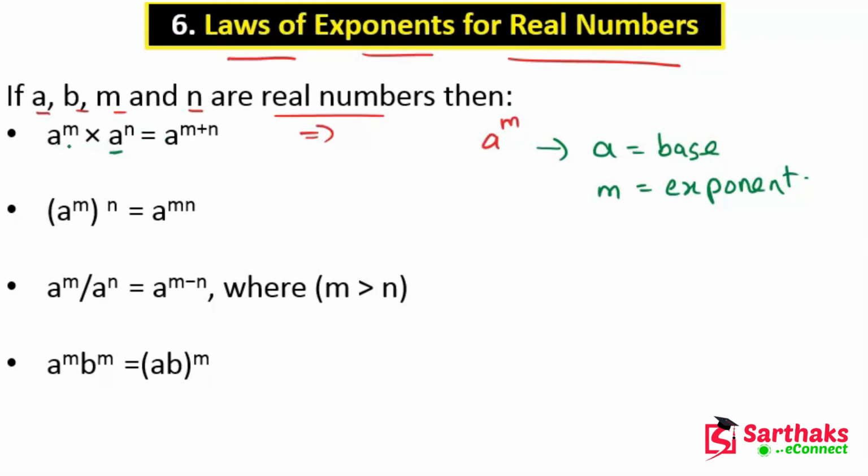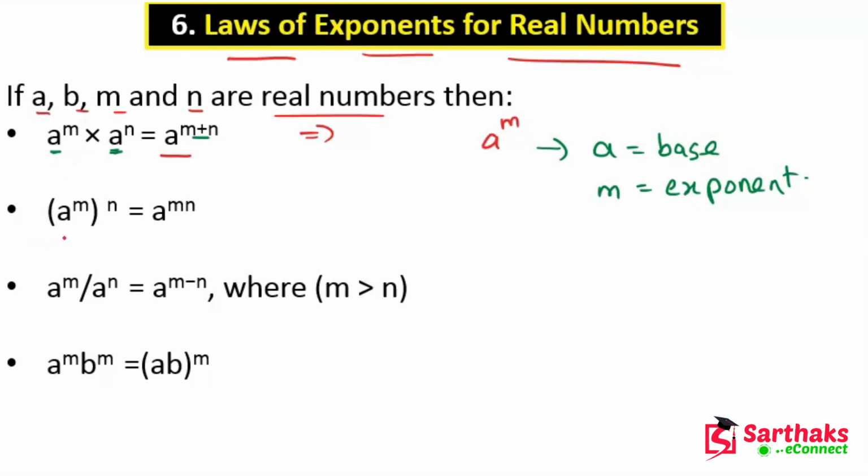Now the first rule is that if the base is the same, then the exponents are added. If the base is the same, then we have to add the exponents. If we have A raised to power M into A raised to power N, then we can write A raised to power M plus N. In this case, we are doing the addition of M and N. I hope you get this point.